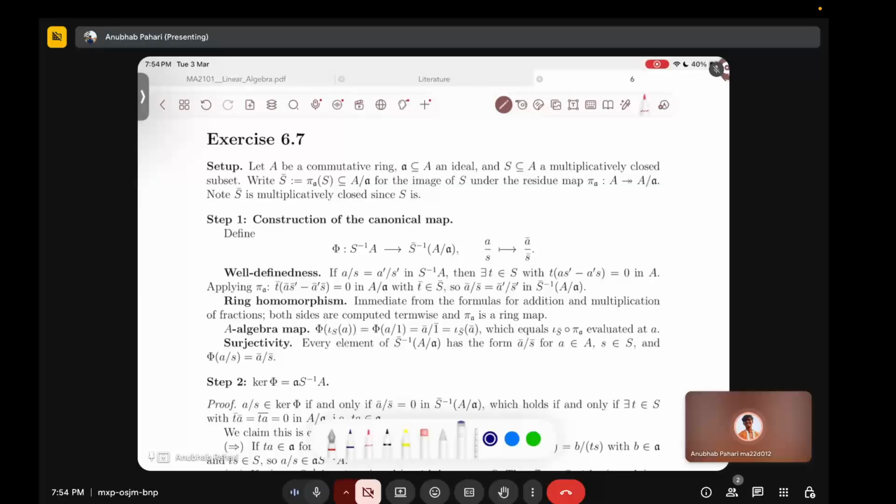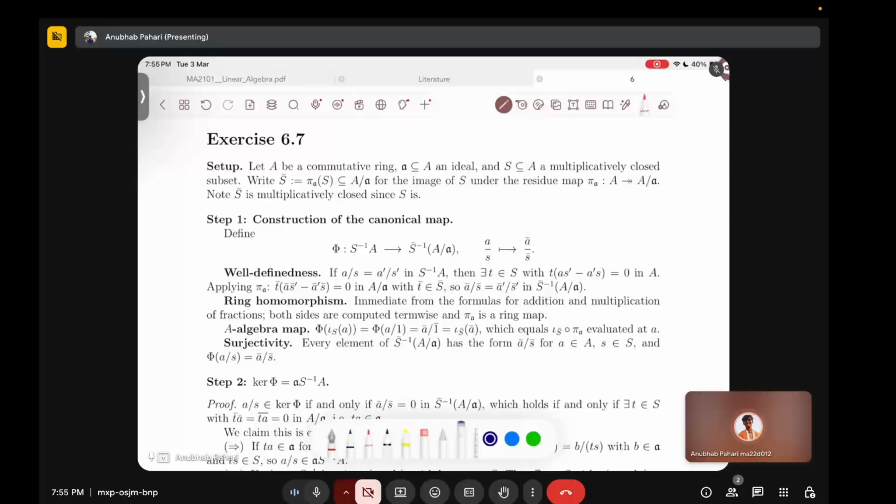So, well-definedness: if a/s = a'/s' in S⁻¹A, then there exists t in S such that t(as' − a's) = 0 in A, and applying φ, we get ā t̄ s̄' − ā' s̄ t̄ = 0 in A mod 𝔞, with t̄ belonging to S̄, so ā/s̄ equals ā'/s̄' in S̄⁻¹(A/𝔞).